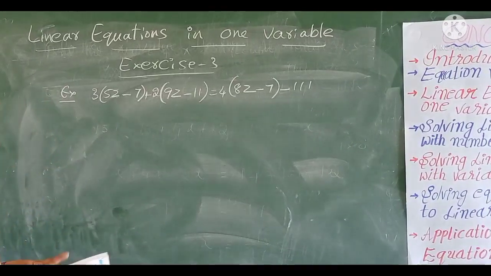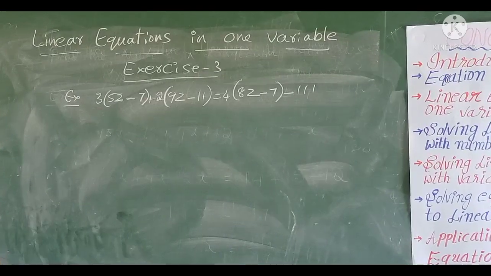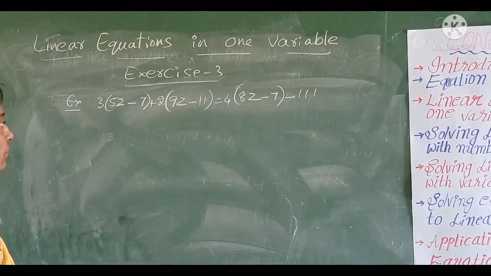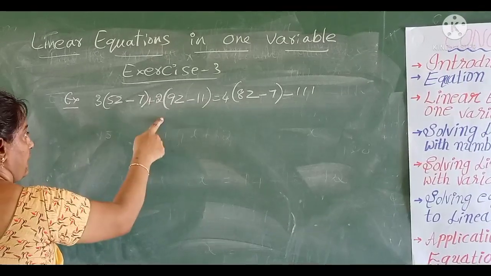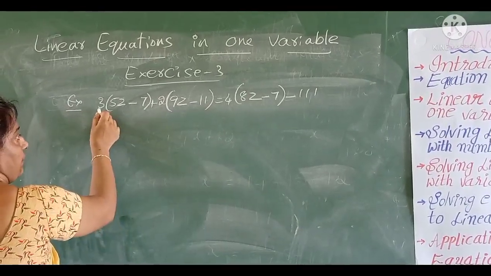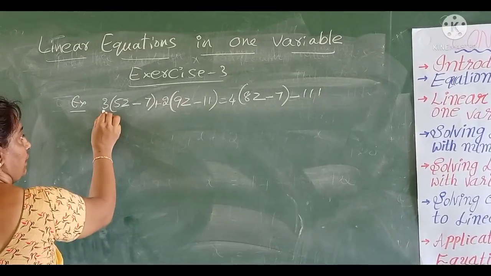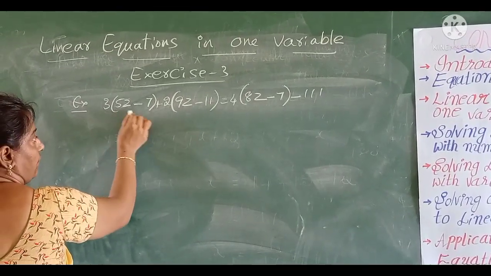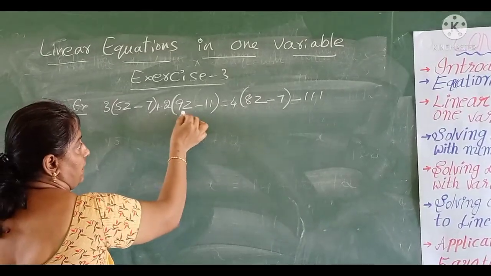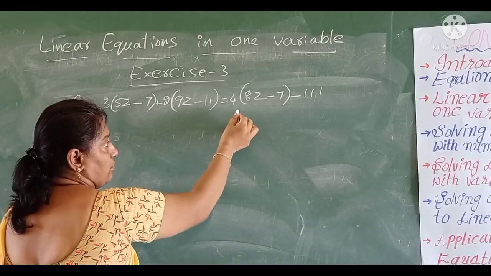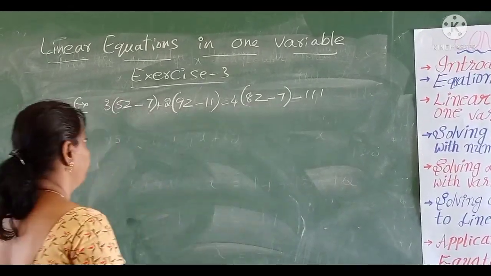See this problem now. This looks like a previous model. More brackets are there now. So for this we have to remove the brackets first. For this we have to multiply the number which is before the bracket. So we have to multiply 3 with 5z minus 7, multiply 2 with 9z minus 11, and multiply 4 with 8z minus 7.